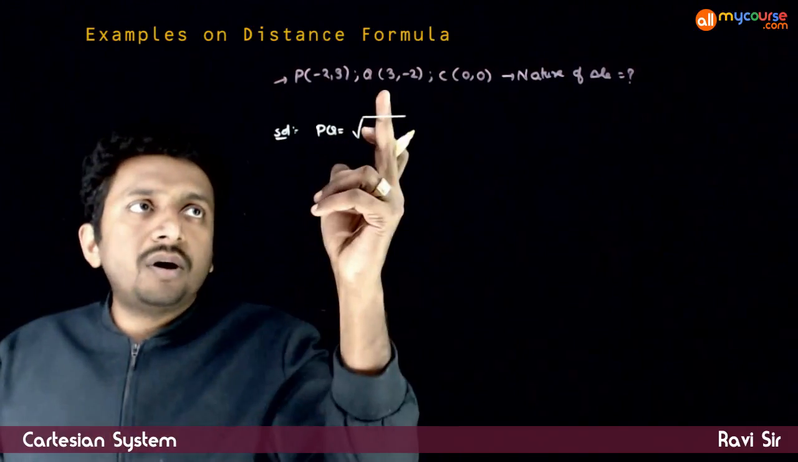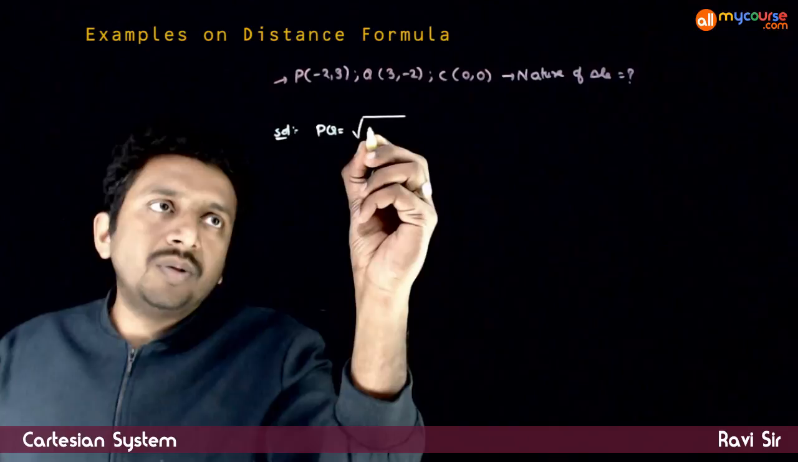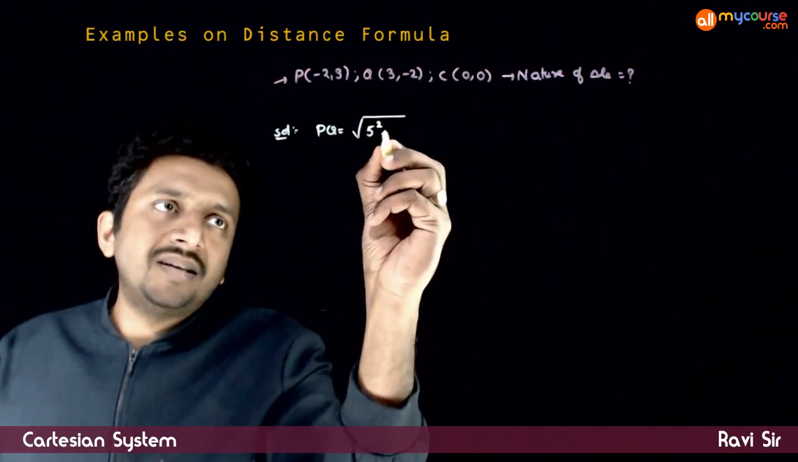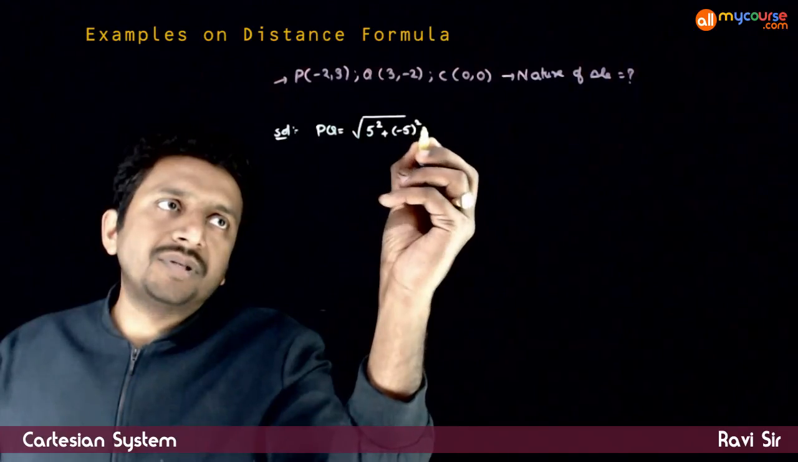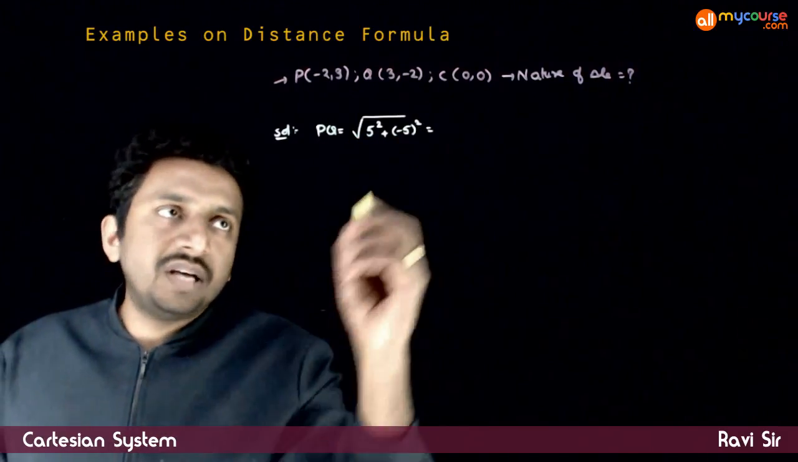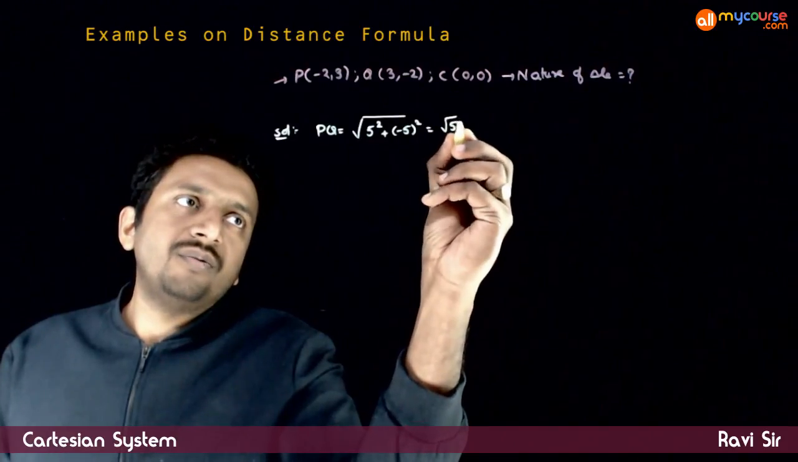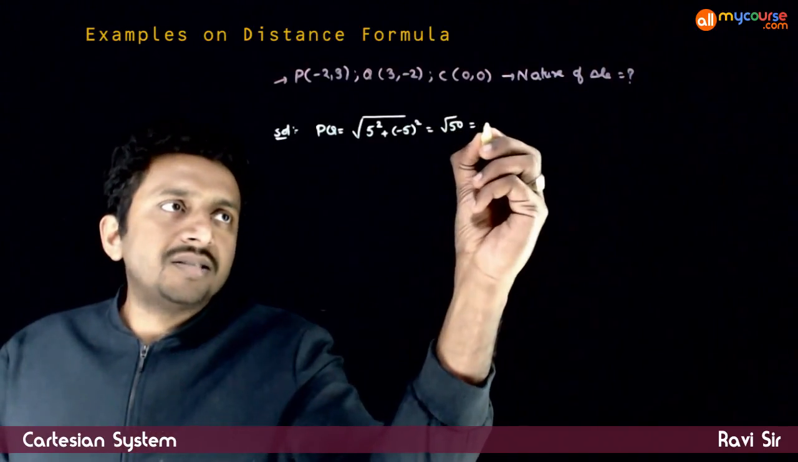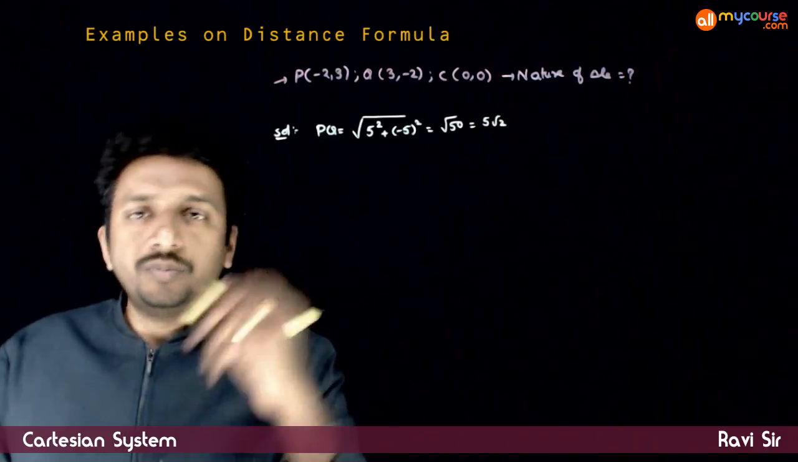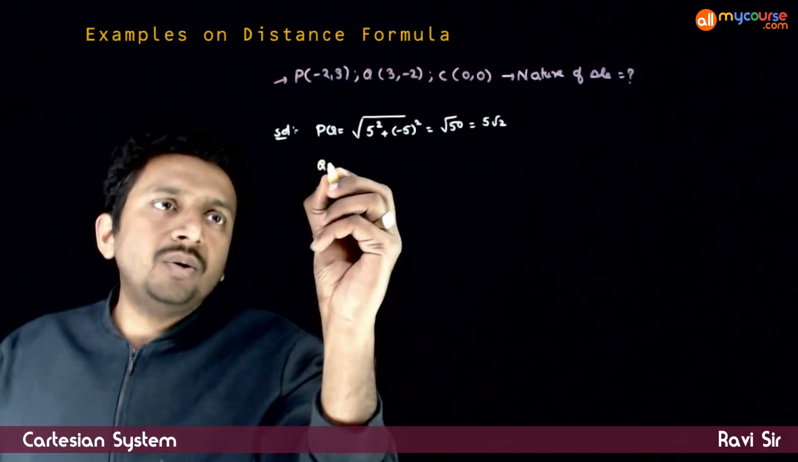PQ is equal to root of (3 minus of minus 2), that is (3 plus 2) whole square, plus (minus 2 minus 3), that is (minus 5) whole square. That is equal to root of 25 plus 25, which is root 50, or this can be written as 5 root 2. So what is QC?